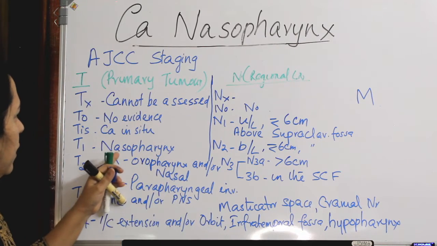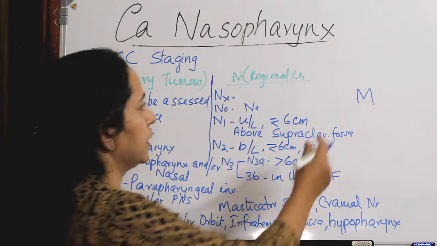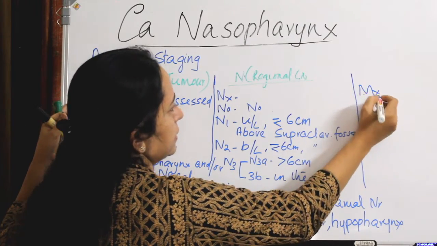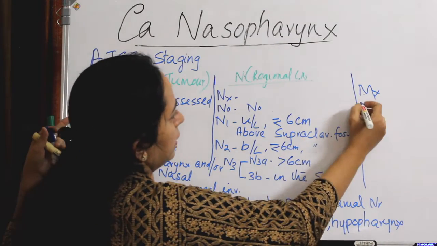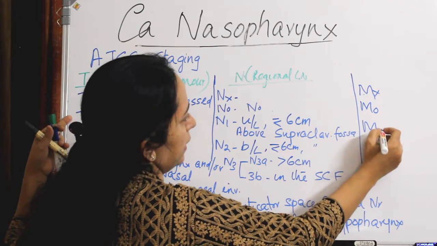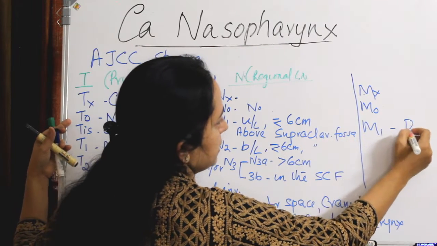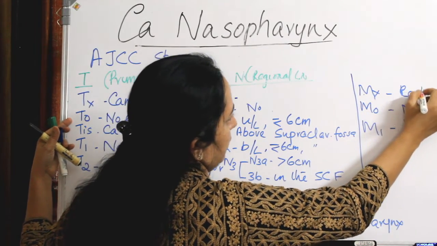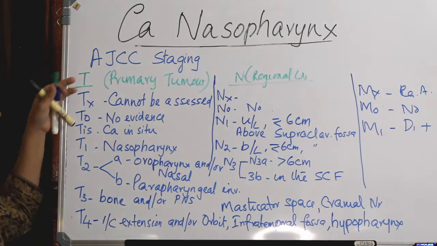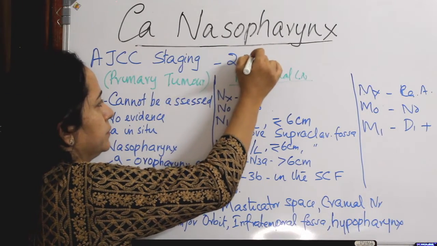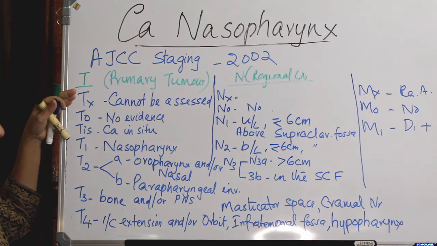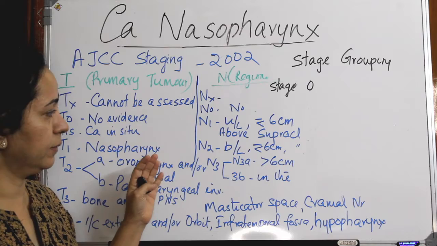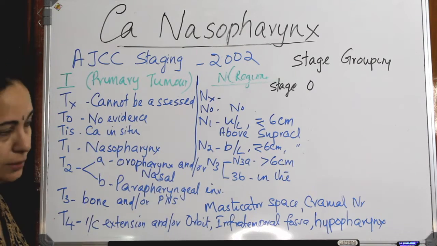Okay, so we have finished primary tumor and regional lymph nodes, and M is for metastasis, distant metastasis. There is MX, that is distant metastasis cannot be assessed, and then M0, no distant metastasis. M1 is distant metastasis present. Okay, so this is AJCC staging modified in 2002, TNM, and depending on this we stage the disease also. So we can find out the stage grouping from this TNM stage.